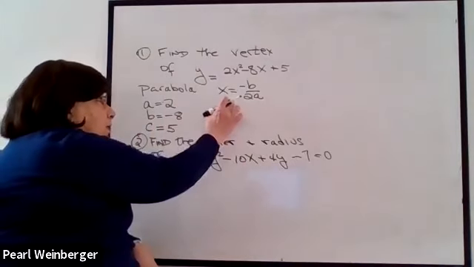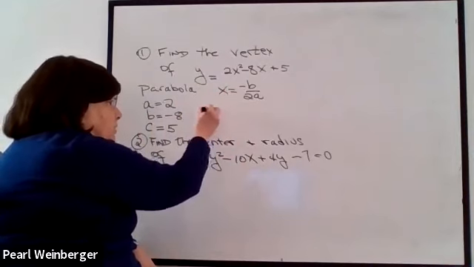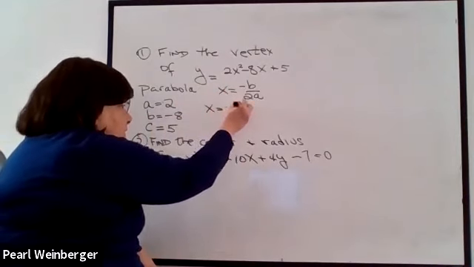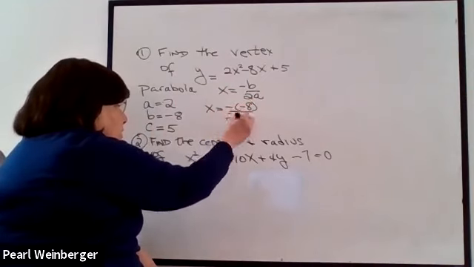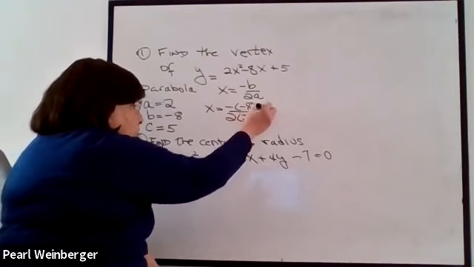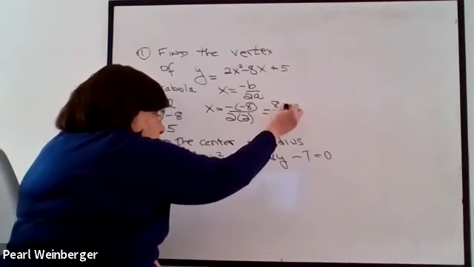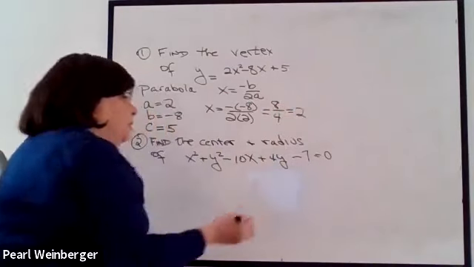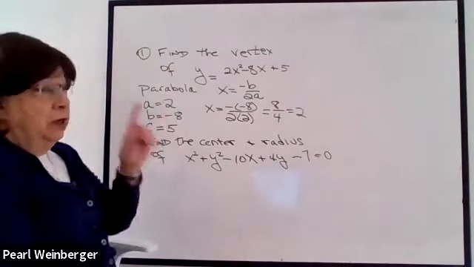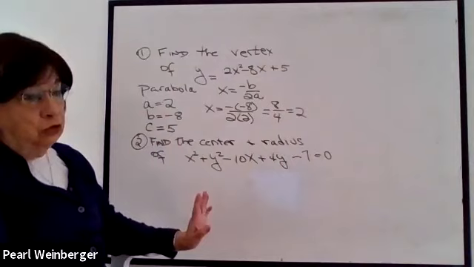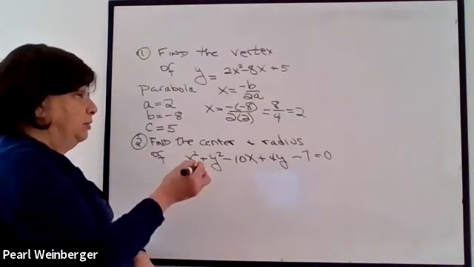So if we want to find the vertex of the parabola, we're going to do x equals negative 8, because our b is negative 8, over 2 times 2, which gives us a negative. A negative gives us a positive, and 2 times 2 gives us a 4. And the x value of the vertex of my parabola is 2. Now, don't say the vertex is 2. A vertex is a point. It needs both an x and a y.